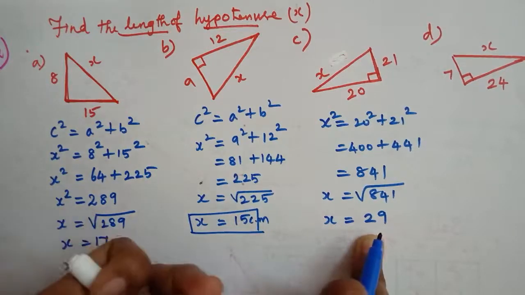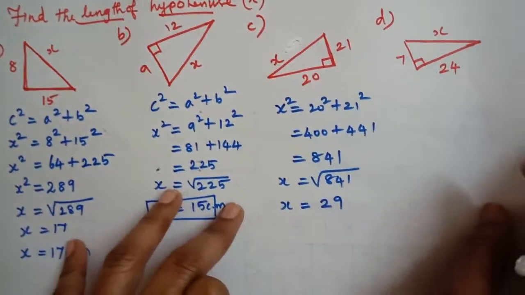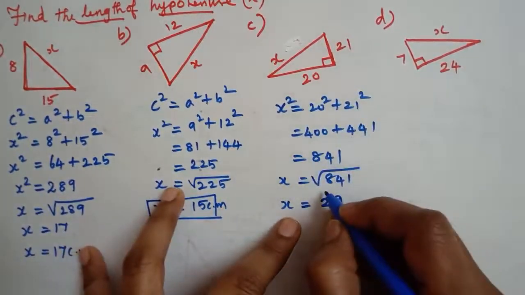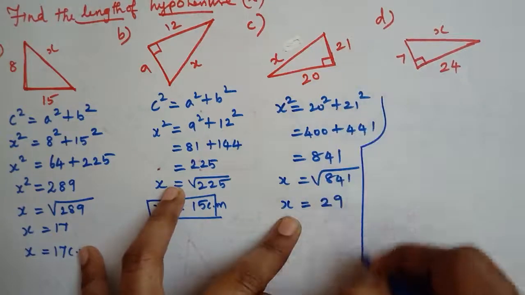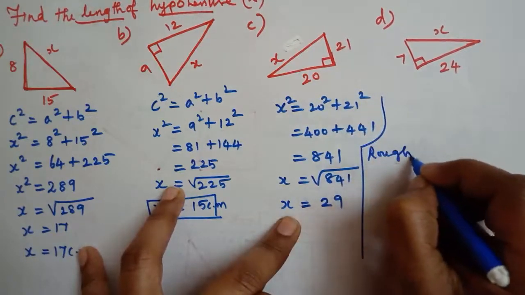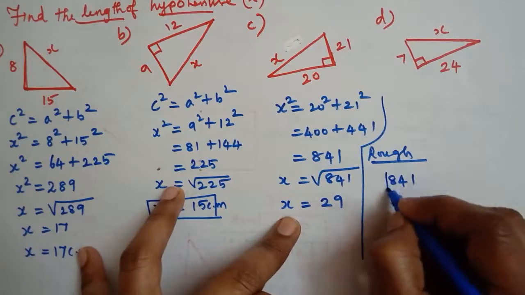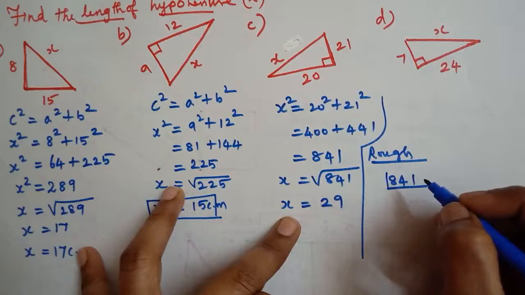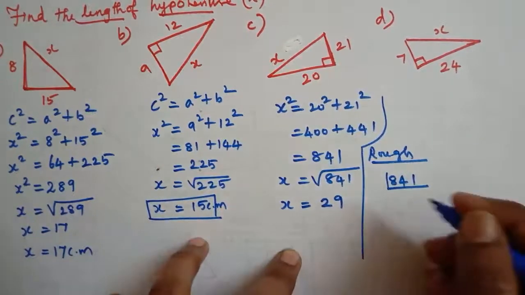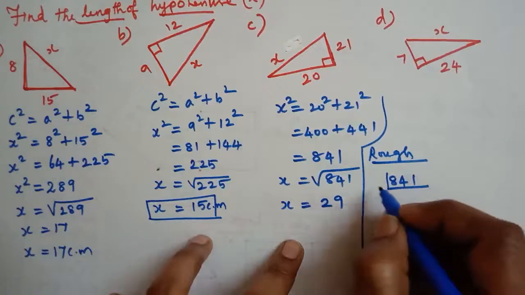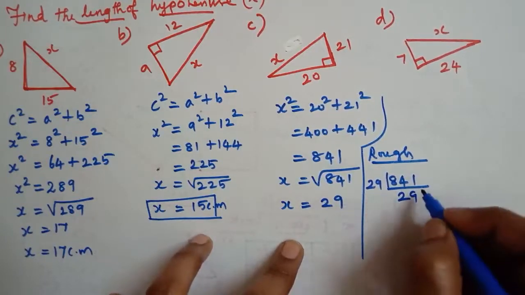If you don't know the number, if you forget it, students listen, there is another way. What is that? Root 841, how do you find it? Students listen, this is rough work. In this number we have to put directly 29 only. So 29 into 29 is 841.